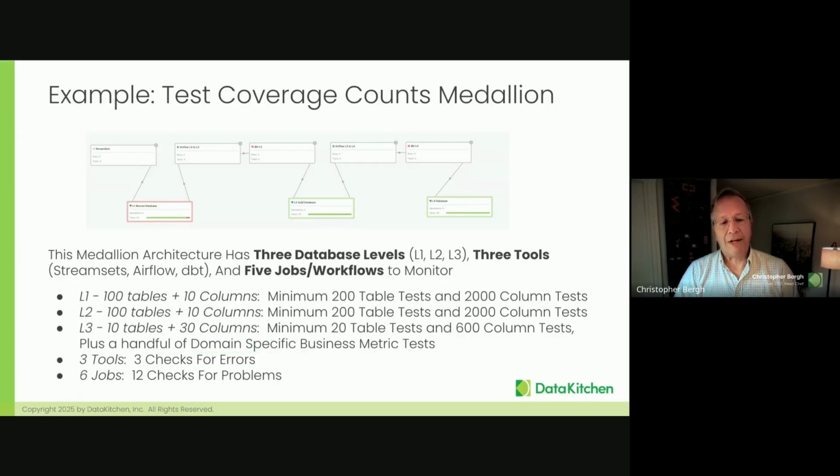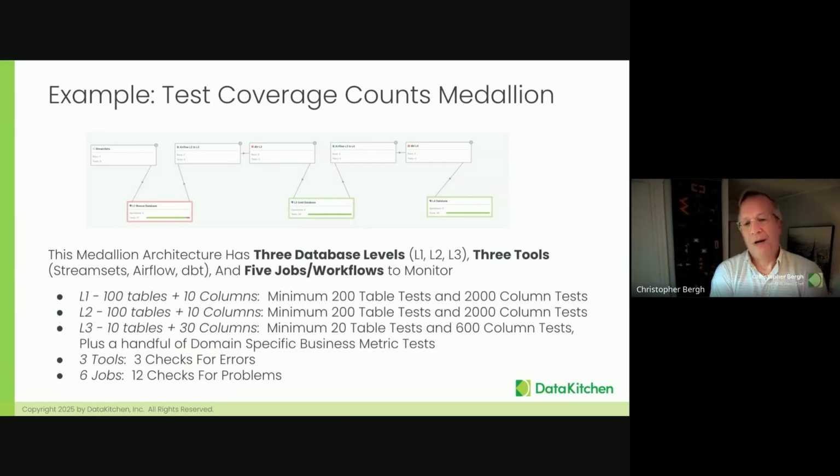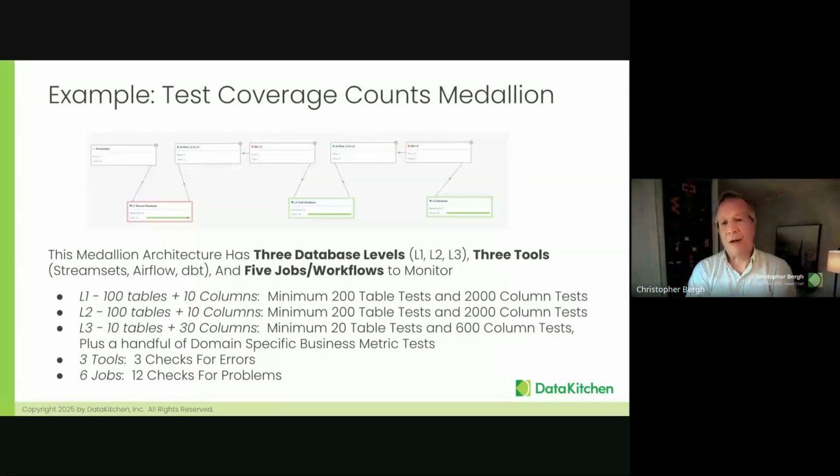3 tools. Well, I've got to check my tools for errors, and 6 jobs, right? I've got to have 12 checks for problems. And so that's a lot of checks, right? And so having thousands of tests that run across every level certainly sounds like a lot to people. It's something that my company and I have been doing for decades.